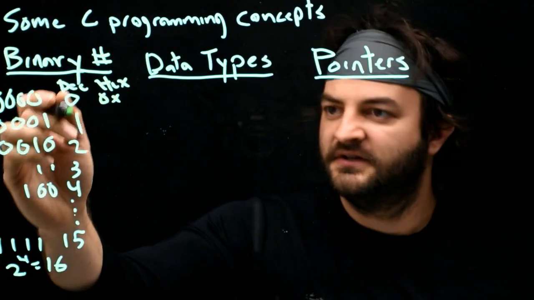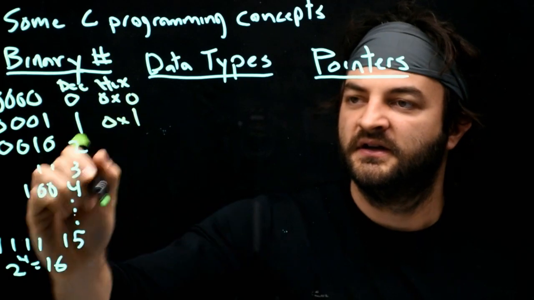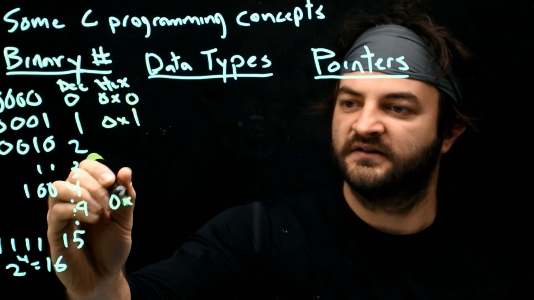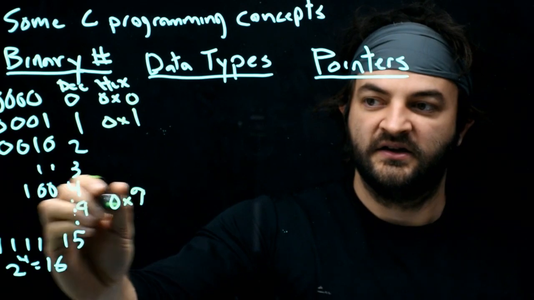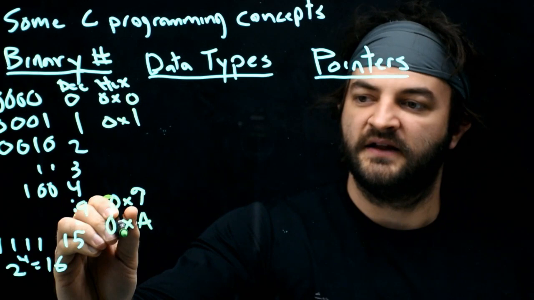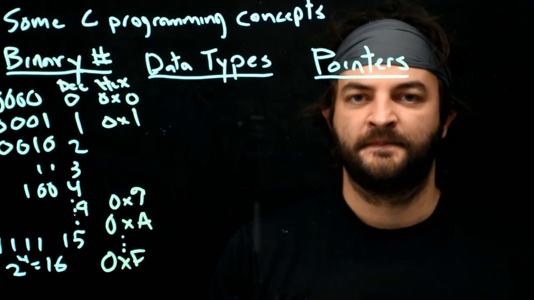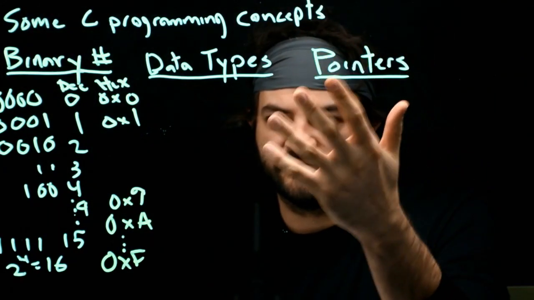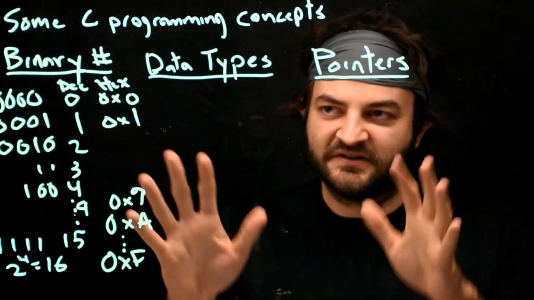So 0 is the same. 1 is the same. It works all the way until we get to 9. So when we have the number 9, we have 0x9. What happens when you add 1 to 9? You get 10. In hexadecimal, you get A. And then A goes up to F. Hexadecimal is sometimes nice because it's easier to count on your fingers. And as we get to different parts of the class, I'll describe how you can count with 8 fingers instead of 10.